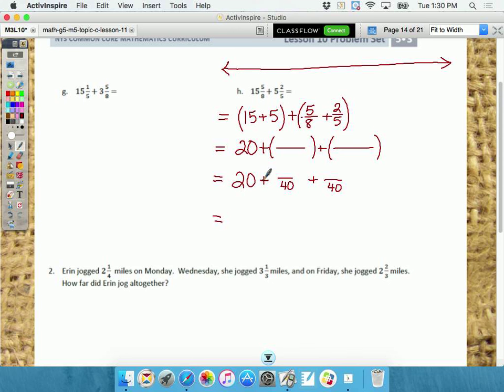Okay. Griffin, help me out here. 8 times what equals 40? 5. So 5 times 5 equals? 25. Christopher, 5 times what equals 40? 8. So 2 times 8? 16. Okay, so I have 20 and 41/40ths.